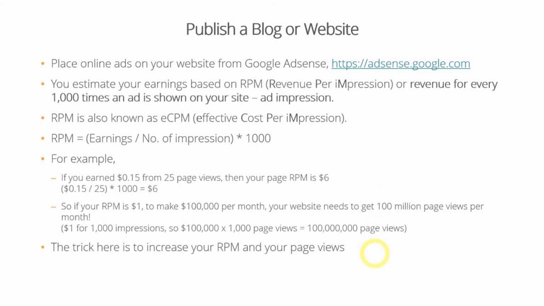And of course, having more page views. To have more page views, you need to have more articles and news on your website, because that's why people go to your website, to read compelling, interesting articles or news. So remember this line here.